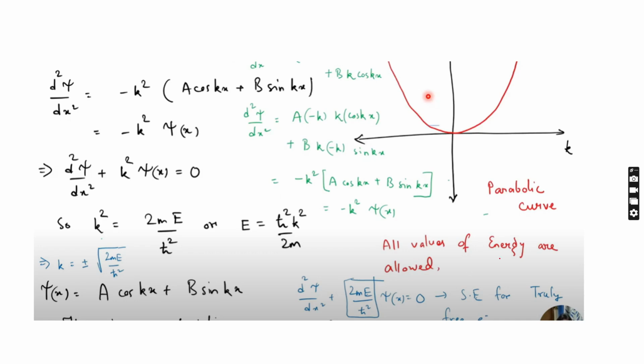So this will be d squared psi by dx squared equal to a of minus k cos kx plus b of k times minus k sin kx. Then we will get the value minus k squared psi of x that we are seeing here. Okay. So here all values of energy will be allowed, so it will be like a parabolic curve.